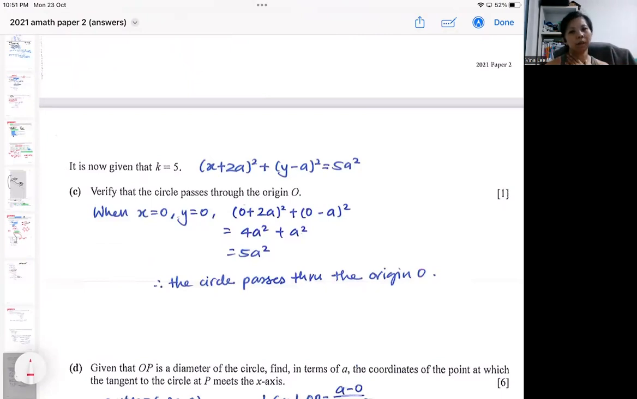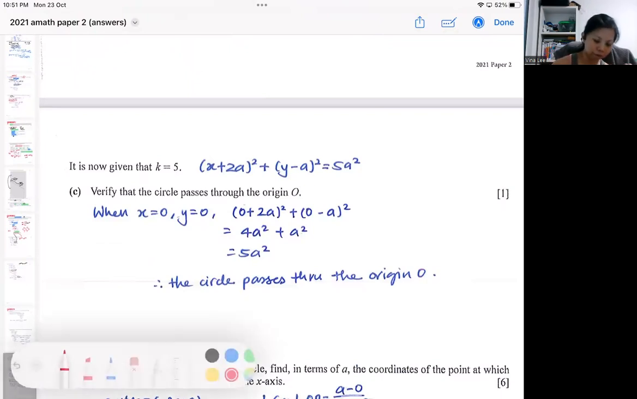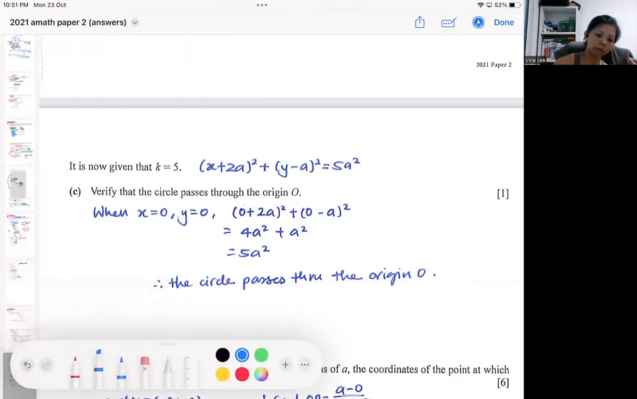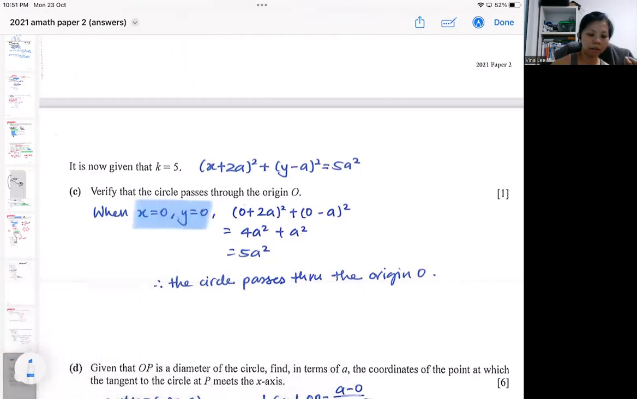So the idea of verify means it confirm passes through the origin. You just have to double check. So I'm going to do a double check by putting in the origin into the equation. So I'm going to put in the coordinate of the origin into the left side of the equation to see that I get 5a squared. So if I try putting in a point and I don't get the 5a squared that's on the right side, that means it doesn't lie on the circle. Okay, or rather the circle doesn't pass through that point. So in this case, it's just putting x equals 0 and y equal to 0. I get the same right side of the equation. So the circle passes through the origin.